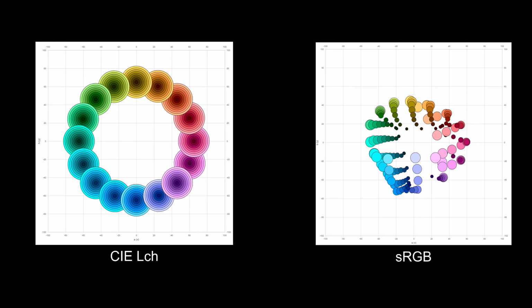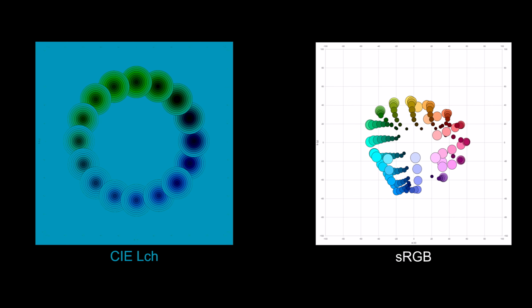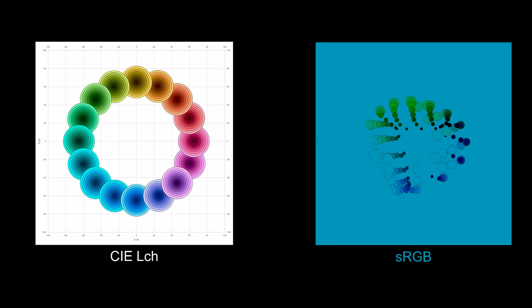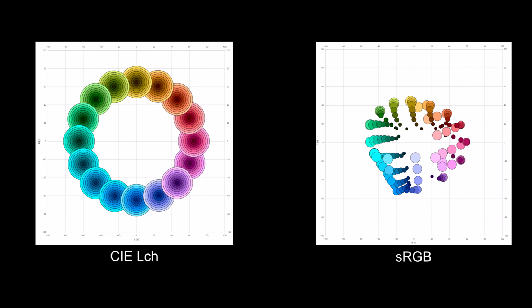Now, I had to do a lot of agonizing work to find a selection of sRGB colors that reasonably fit. To show you how much distortion has happened, I have the CIE LCH on the left and the sRGB colors on the right. And you can see where I selected them on the left and what I got.